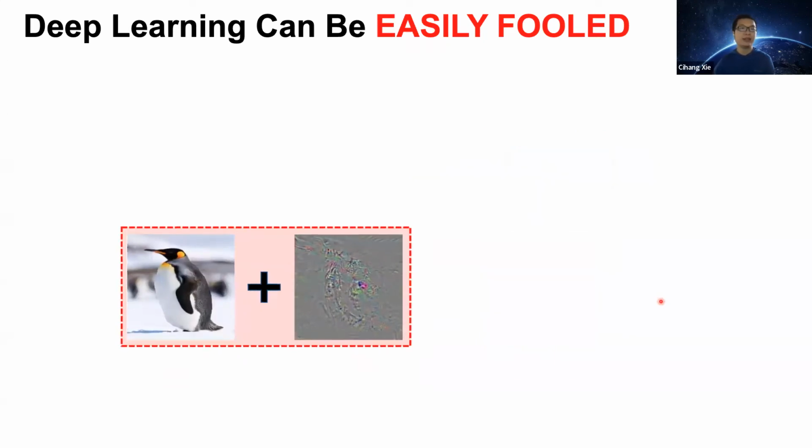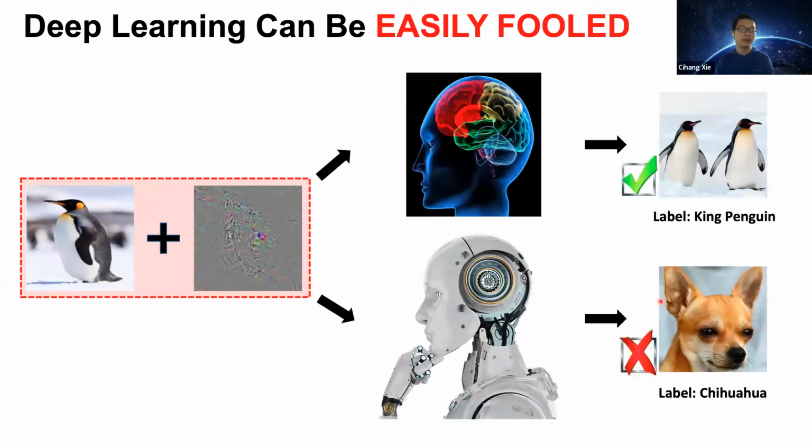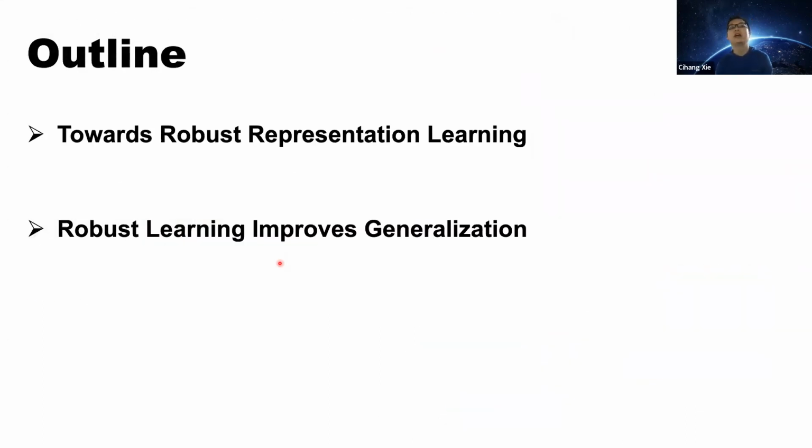The existence of adversarial examples reveals a huge discrepancy between human vision and machine vision. For human vision, we are pretty sure this is a king penguin, while the computer vision system thinks with very high confidence that this is a chihuahua. Focusing on this problem, my talk can be divided into two parts. In the first part, I will talk about how we can build robust representation learning to better recognize such adversarial examples or even some out-of-distribution samples. In the second part, I will reveal that learning with adversarial examples, which we call robust learning, can actually improve the model.